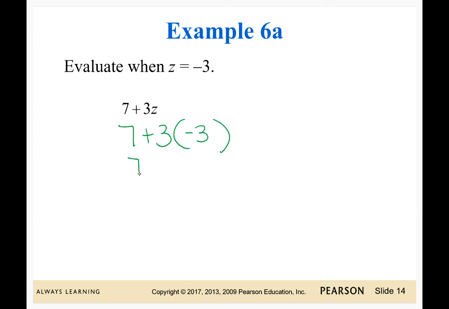So we have 7 plus, okay, 3 times -3 is -9. 7 plus -9. Now, in the next 3 sections we're going to talk about dealing with negative numbers. For now, just think of it as money. If you have $7 and you owe me $9, that means you still owe me $2. We will talk about the specific rules for working with those in later sections.